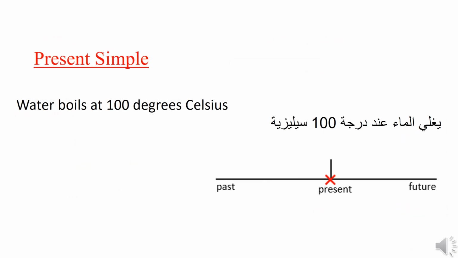This is the first timeline chart. It represents the present simple. You can see that the red X here represents the point of the present. And the sentence here, "Water boils at 100 degrees," refers to the present time.